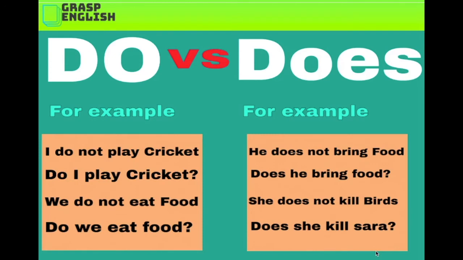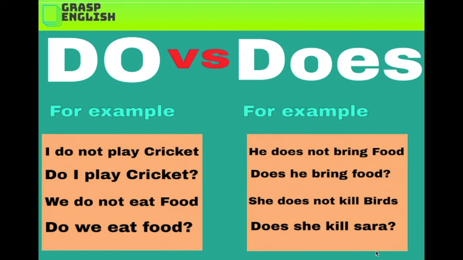See here, we are going to learn again one example for do versus does. For example of do: I do not play cricket. It is a negative sentence as not is coming here. So here I is coming, that's why we are using do. Do I play cricket? It's an interrogative sentence, it means a question sentence. We do not eat food. Do we eat food? See here with we also we are using do.